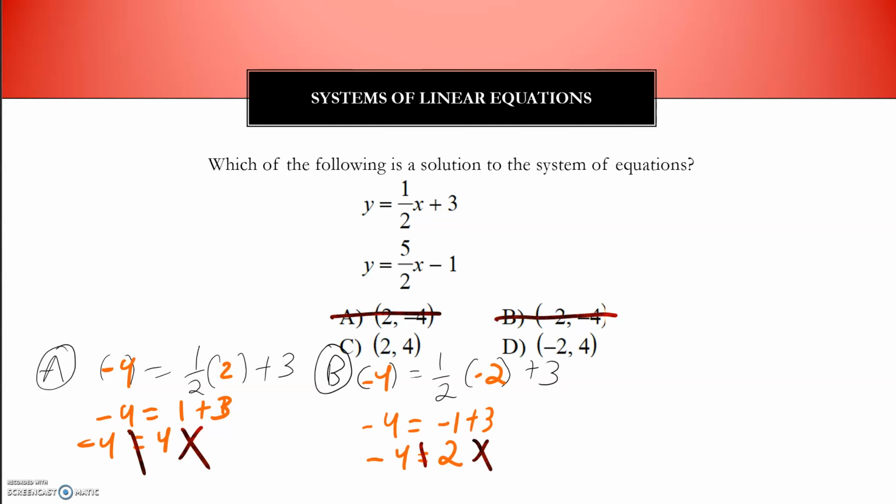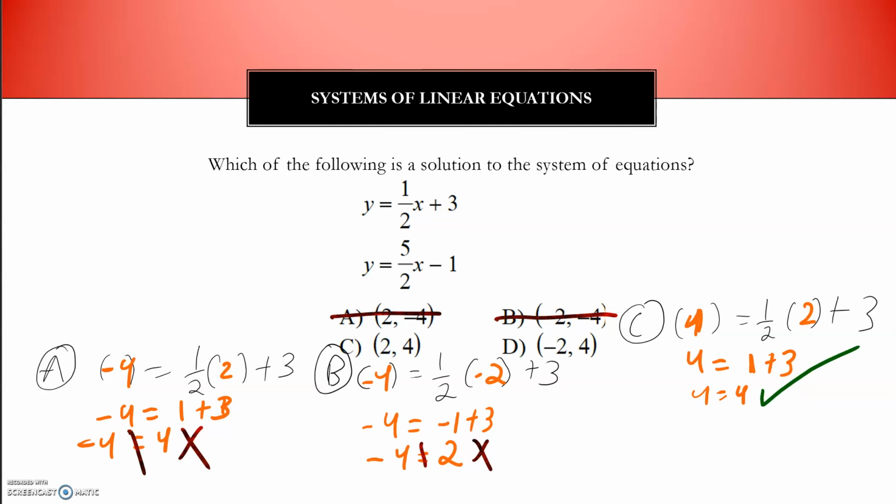Okay, let's try C. Same thing again. I think that 1/2 is easier to work with than 5/2, so that's why I'm testing it with that one first. 4 and 2. 4 equals 1/2 of 2, which is 1, plus 3. 4 equals 4. Okay, I found a winner, sort of. It works in the first equation, but if it is the solution to this system, it has to work in the second equation.